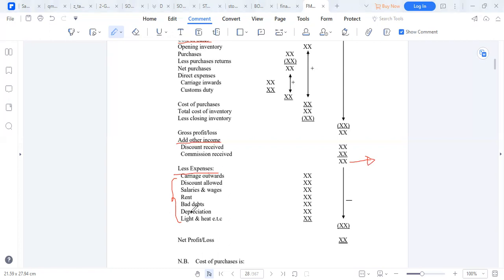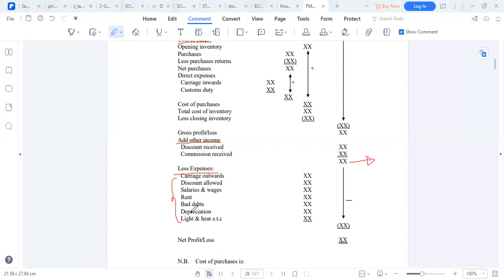Just to explain a few items here. What is a bad debt? A bad debt is simply an accrued expense that comes about because we had people who owe us money, then we decide to write them off. Okay, so that's what we call a bad debt.